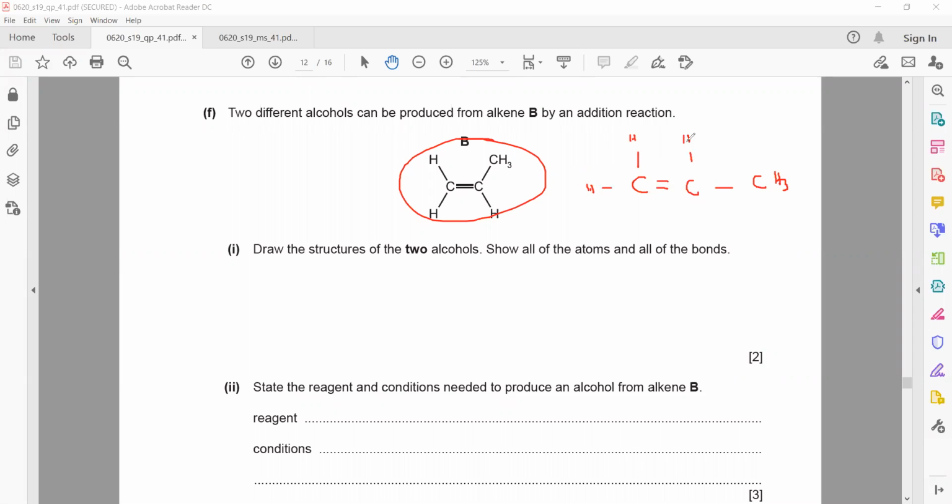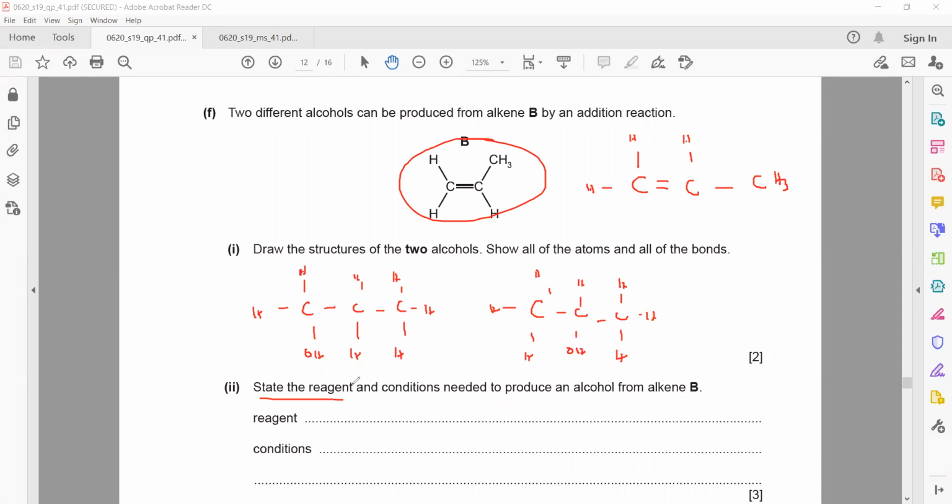Hydrogen can be up or down. So when OH is added, the double bond will break. OH can be added to the first carbon and hydrogen added to the second carbon, and we have to show all the bonds. This is one possibility. The second possibility, OH might be added to the second carbon, so hydrogen is added to the first one. And this will be propan-2-ol. These are the isomers.